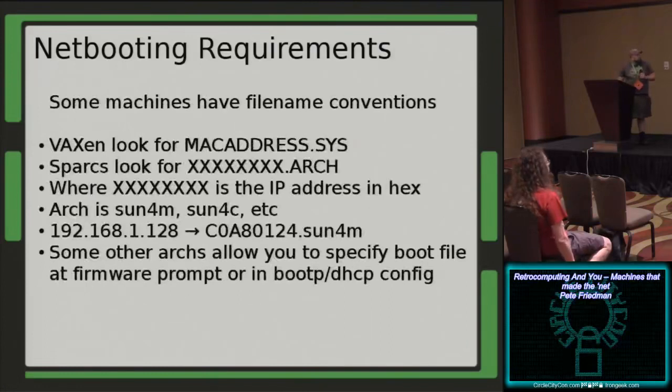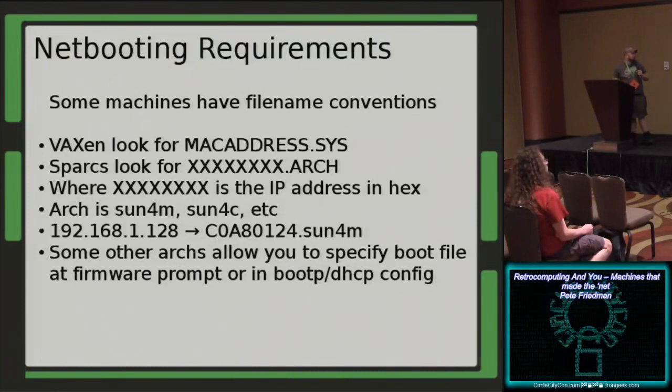So there's some conventions, and one of the reasons that I like using NetBSD for these systems is they have really good documentation when it comes to the specifics that some machines require, right? So VAXen with MOP will look for a file, the MAC address of the system.sys, and that's what it will boot for. Sun machines, specifically the SPARC 32-bit machines, actually look for a file name of the MAC address or the IP address in hex dot whatever the architecture is, so like Sun4C, Sun4M.